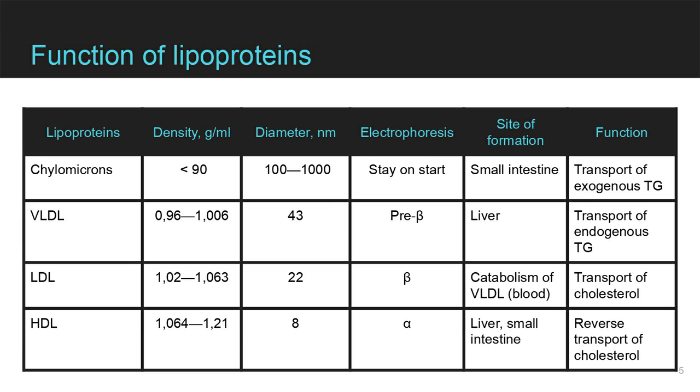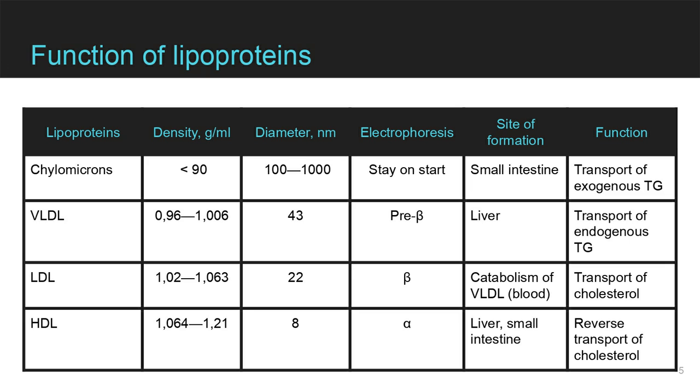So according to the density, we can distinguish them according to their density in grams per milliliter. According to this density, we can distinguish them according to this number. You can see it in the second column.